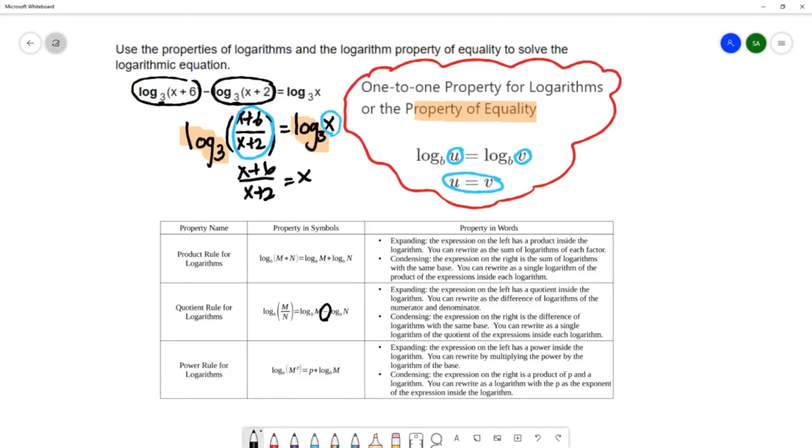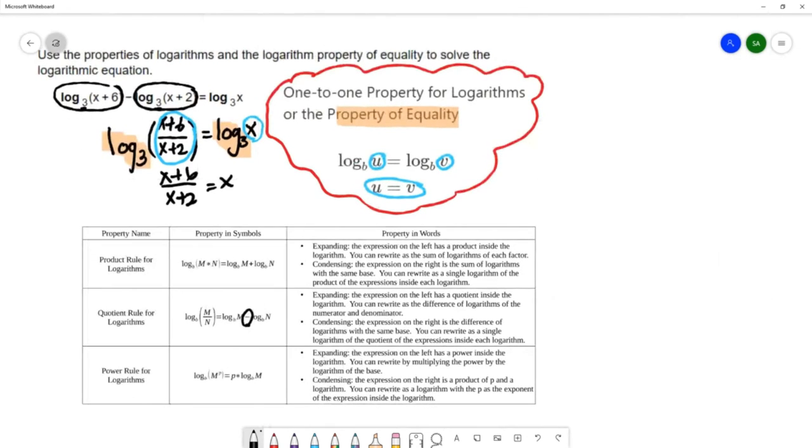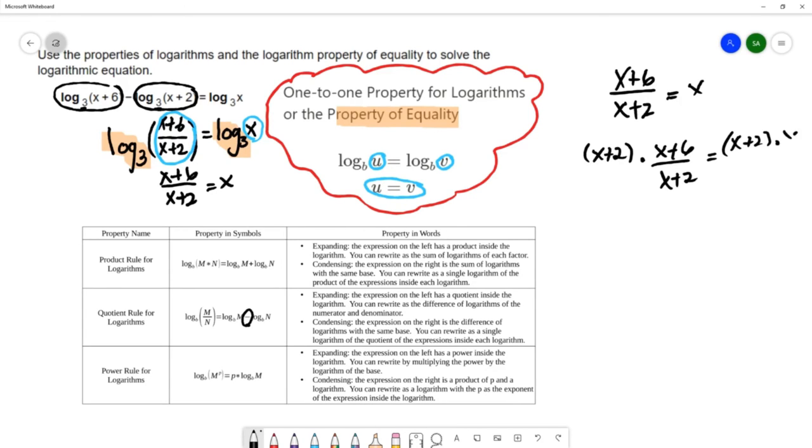Now we have an equation that we're more familiar with that doesn't have logs. So I'm going to transfer it over to the right-hand side here. We have x plus 6 over x plus 2 equals x. We're going to solve this by multiplying both sides by the denominator. So I'll multiply the left by x plus 2, and I'll multiply the right by x plus 2. That's going to clear the fractions, or cancel the denominator, leaving me with x plus 6 on the left. And on the right, I can use the distributive property to get x squared plus 2x.